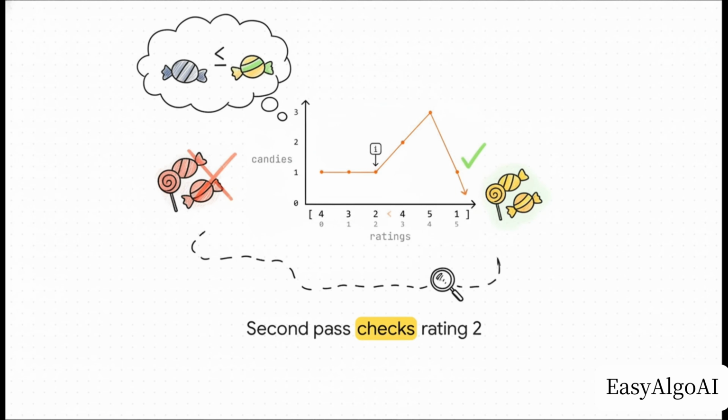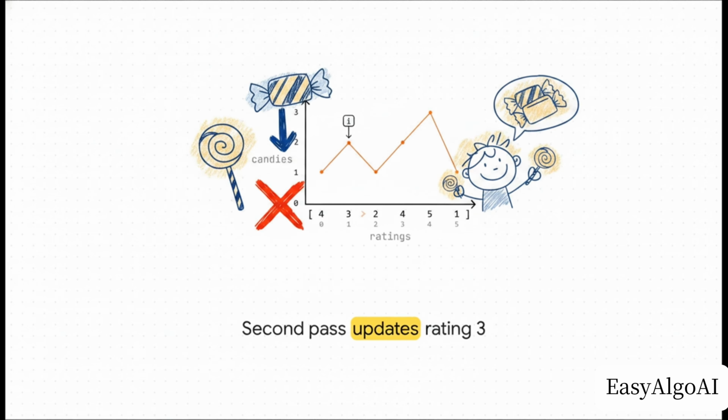Sliding left once again, we hit a rating of 2. We check the right neighbor, which is 4. Similarly, 2 isn't greater than 4, so this candy distribution remains completely untouched. Our current array is holding up really well. But wait, here we finally find a violation.